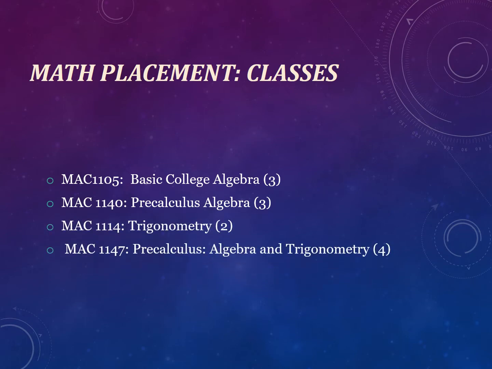Our basic college algebra, MAC 1105, MAC 1140, which is pre-calculus algebra, and then MAC 1114, which is trigonometry, and that one's 2 credits, so it's always good to note that. And then MAC 1147, which is pre-calculus algebra and trig. And we'll do the breakdown again of how pre-calculus algebra and trig is a combination of MAC 1140 and 1114. But just as a reminder, I know Nigel covered that with you already, but I'm just throwing that out there again before we continue.